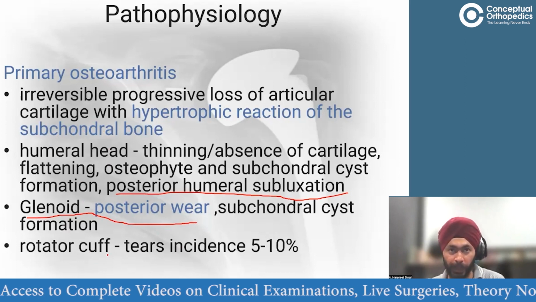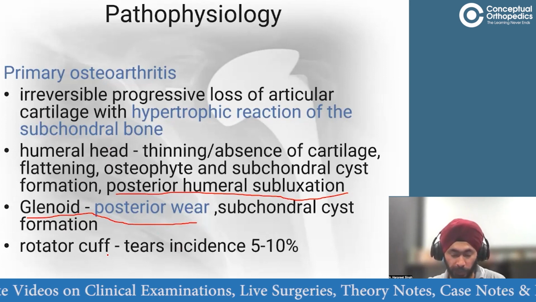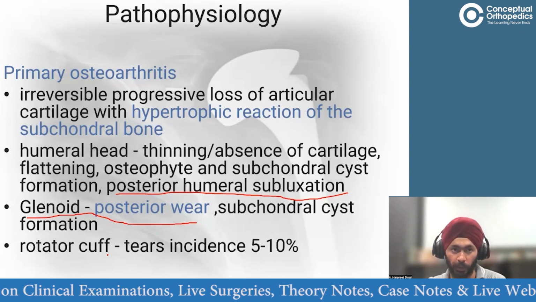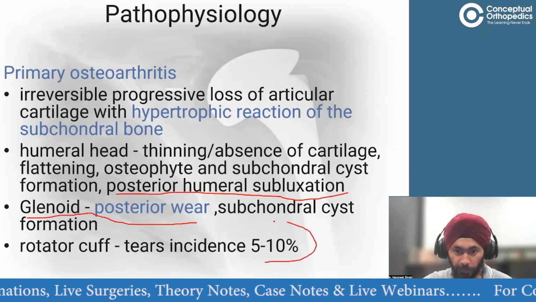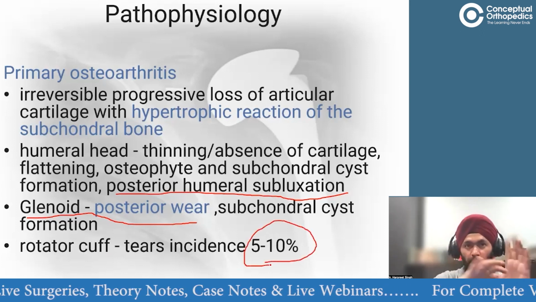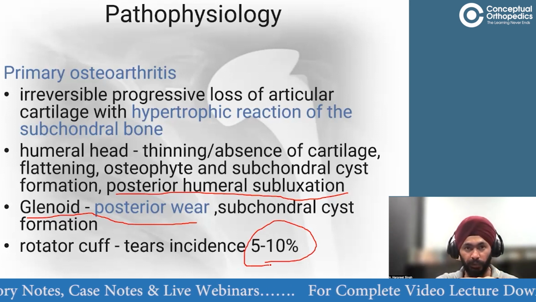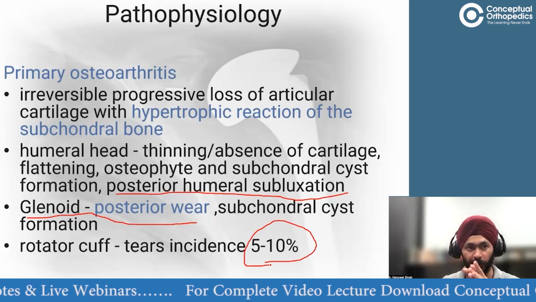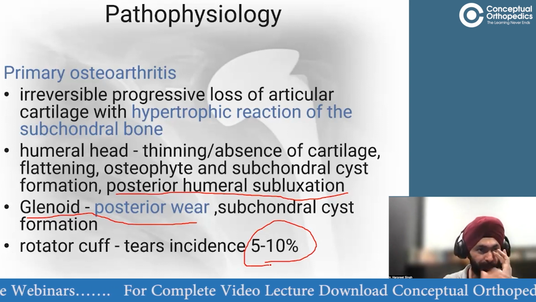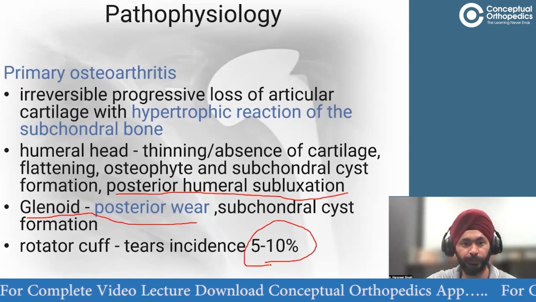A cuff tear may coexist with primary osteoarthritis of shoulder in about 5 to 10% of patients. So we have to look for cuff tears in patients with primary OA also, and you look for that clinically and on MRI, because you plan your treatment accordingly. If there is a cuff tear present or not, it changes your treatment algorithm totally.